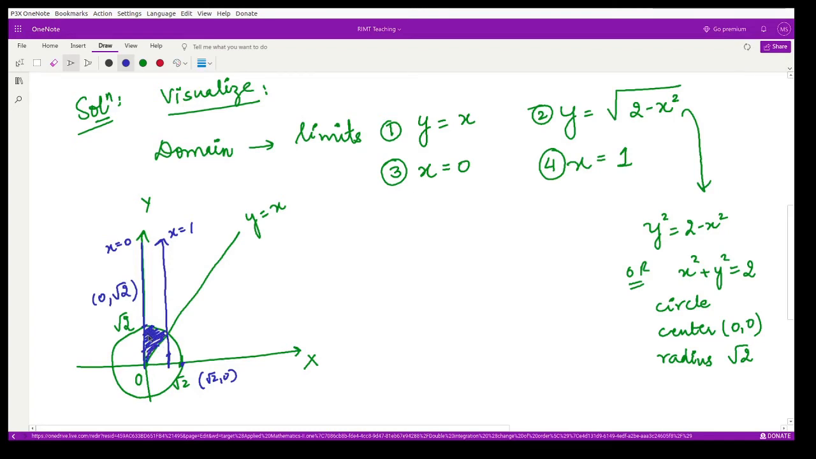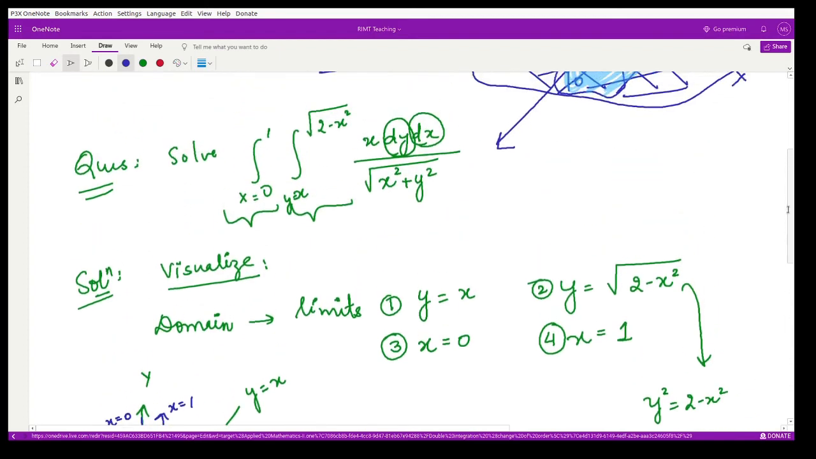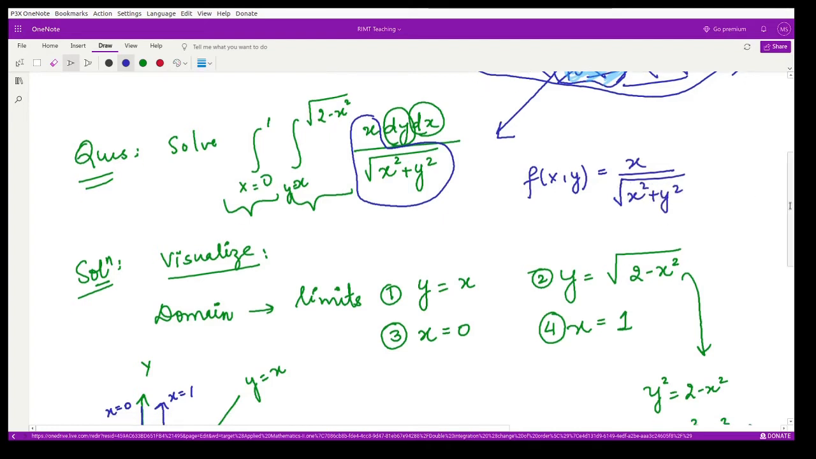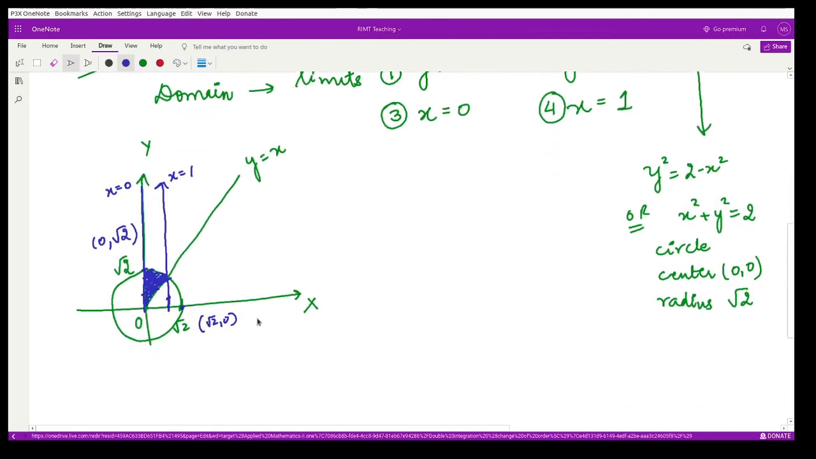So this is our area with respect to which we have to perform the integration. What we have to integrate is this particular function, f of x y, which is given to be x divided by the square root of x square plus y square. We have to perform this integration with respect to the given domain.